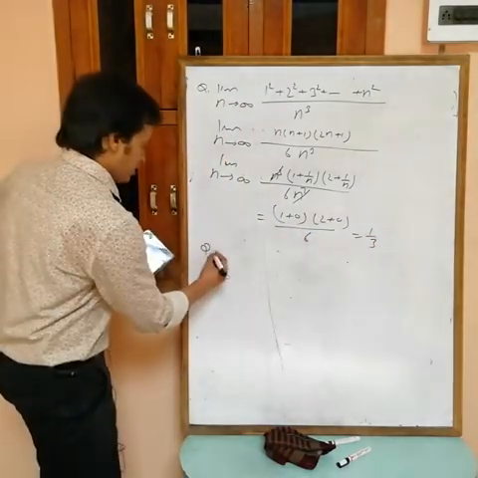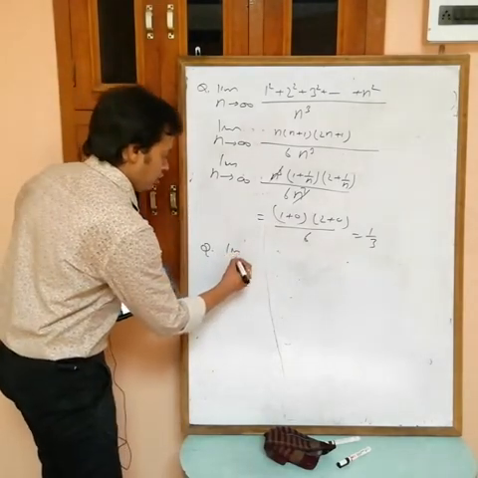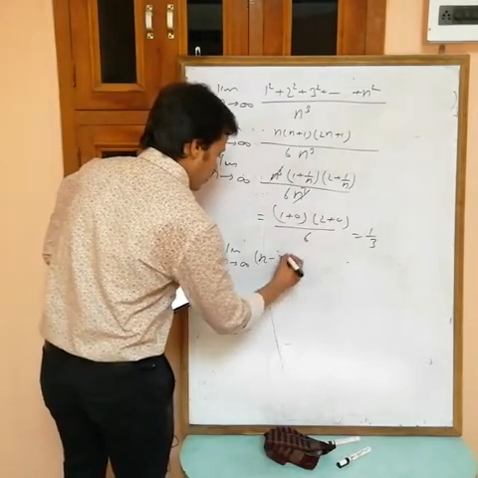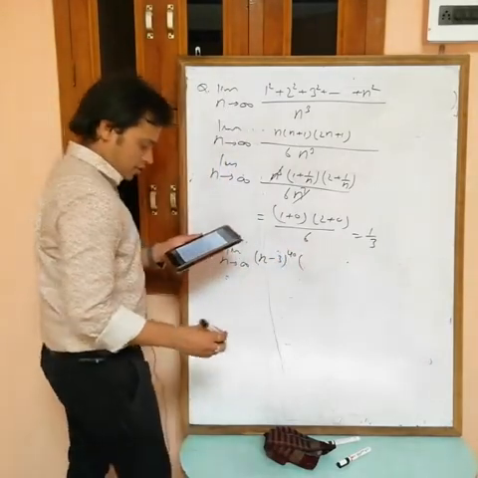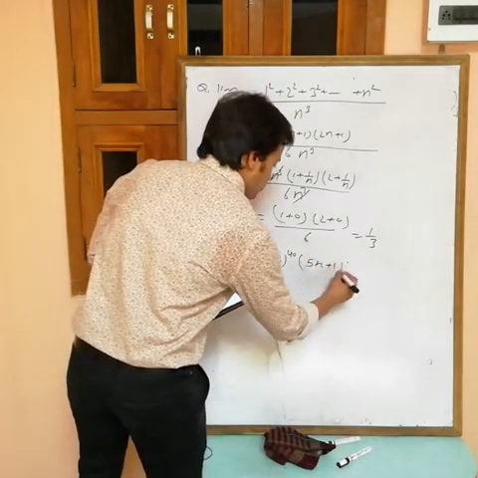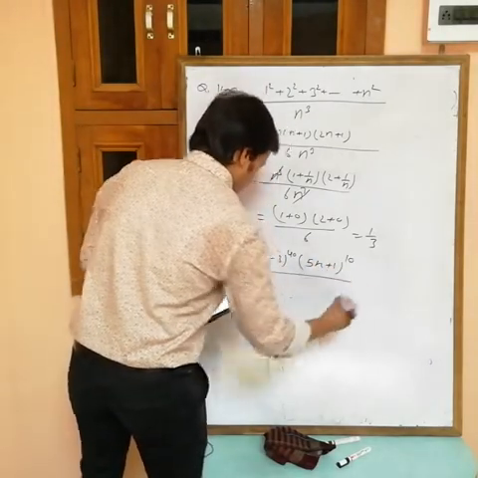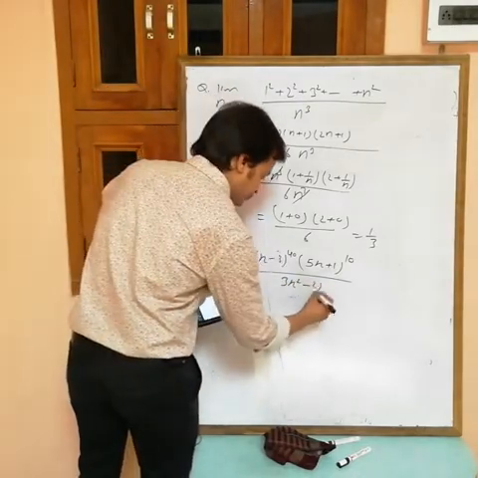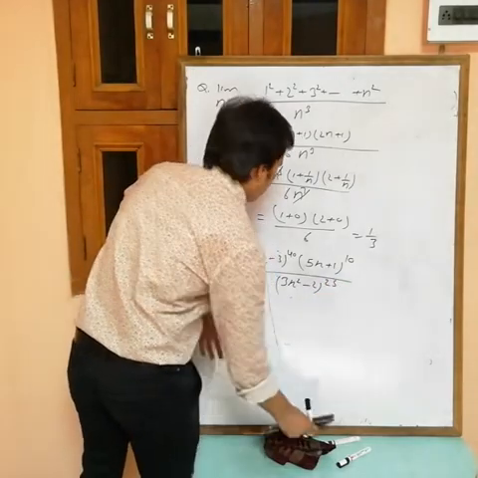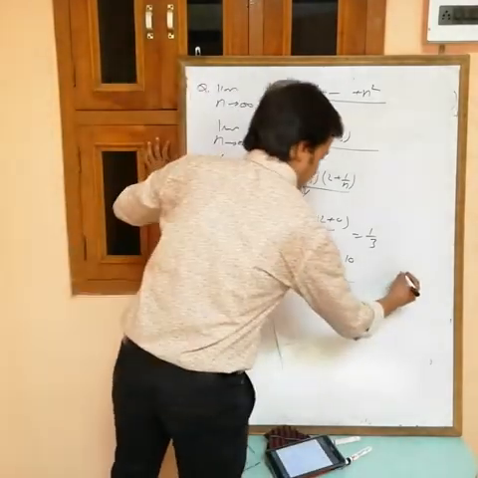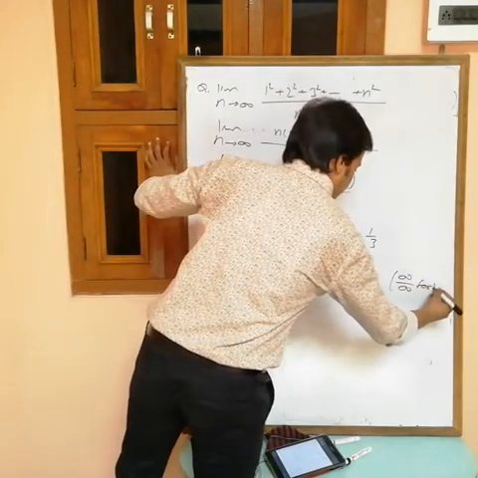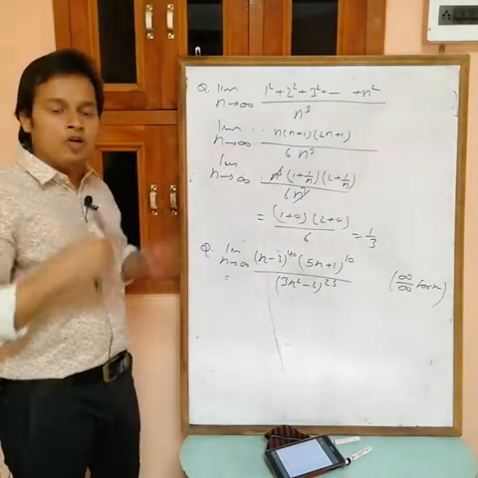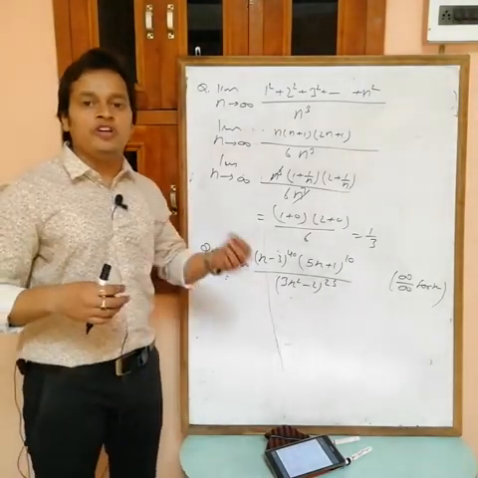Okay, see again like this. Limit x tending to infinity, (x minus 3) power 40 and (5x plus 1) power 10 by (3x square minus 2) power 25. If you put x equals to infinity, you will get infinity by infinity form. Now you can't use L'Hopital. If you use L'Hopital, then you will get infinity by infinity again and again.